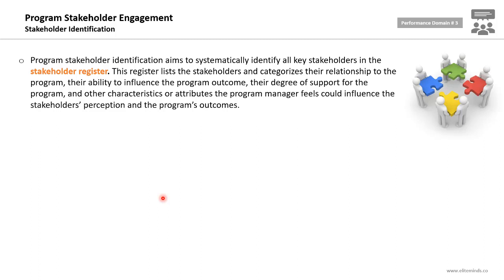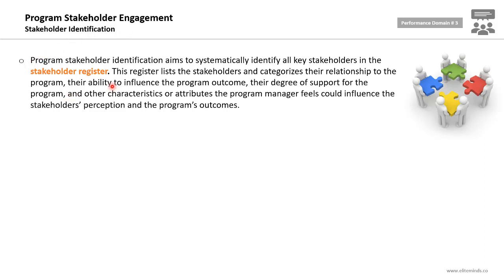The first part of the program stakeholder engagement performance domain is to identify the program stakeholders. Program stakeholder identification aims to systematically identify all key stakeholders in the stakeholder register. So the key output of the stakeholders identification activity will be developing the stakeholder register.